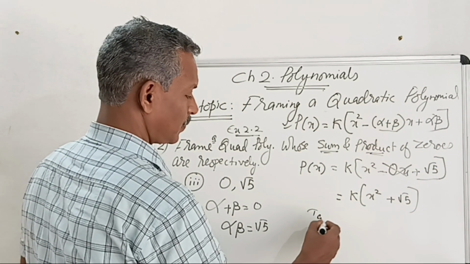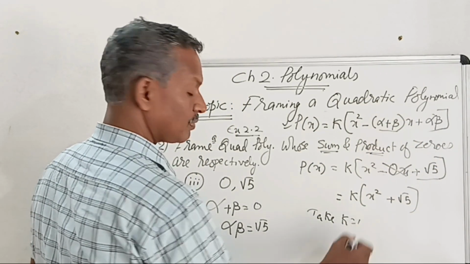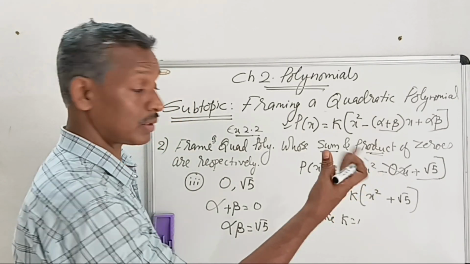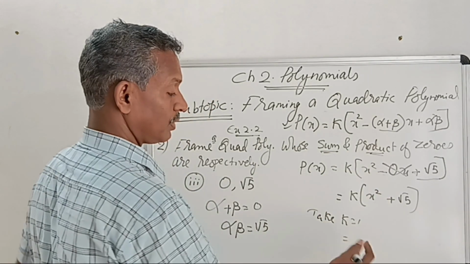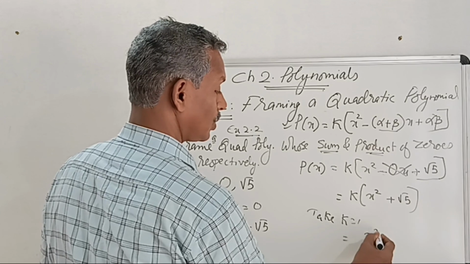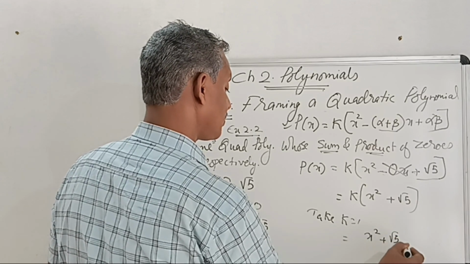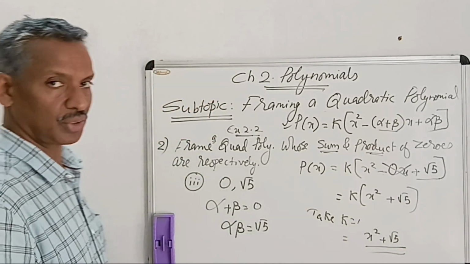And take k is 1. You can take 2 also, 10 also, 100 also, or root 2 also, anything. K is 1, so it is x square plus root 5. This is one of the polynomials you get. Okay.